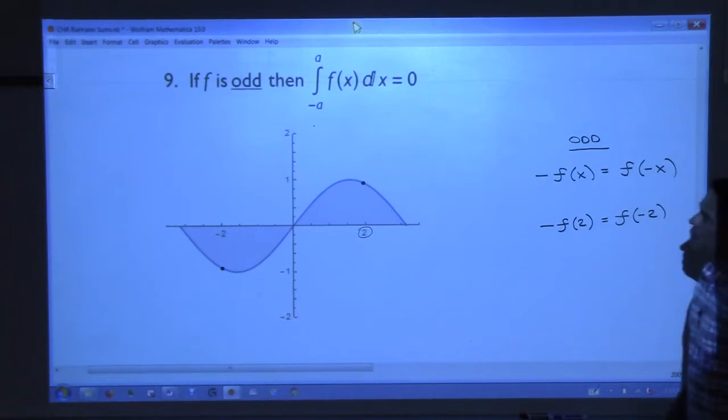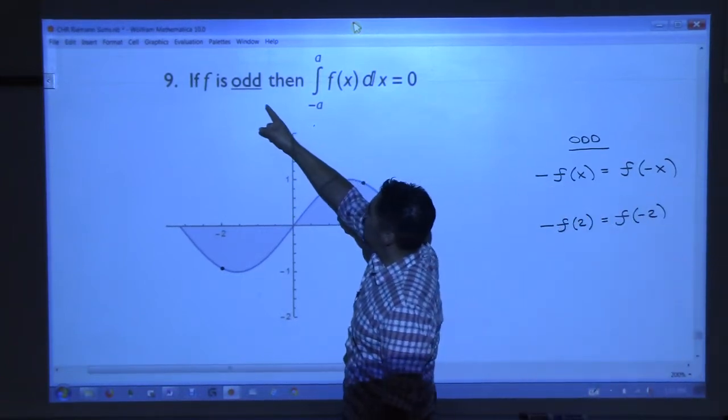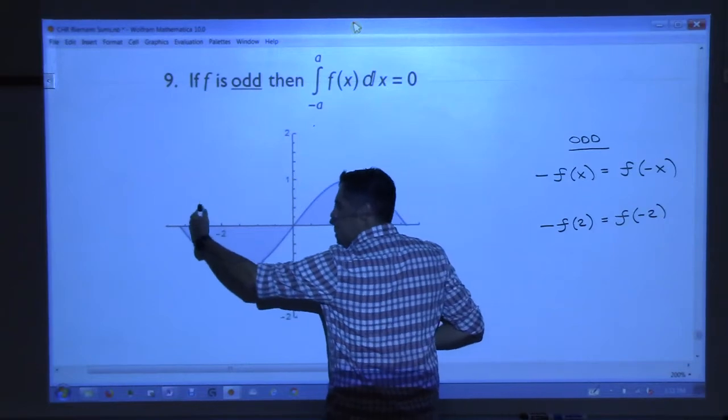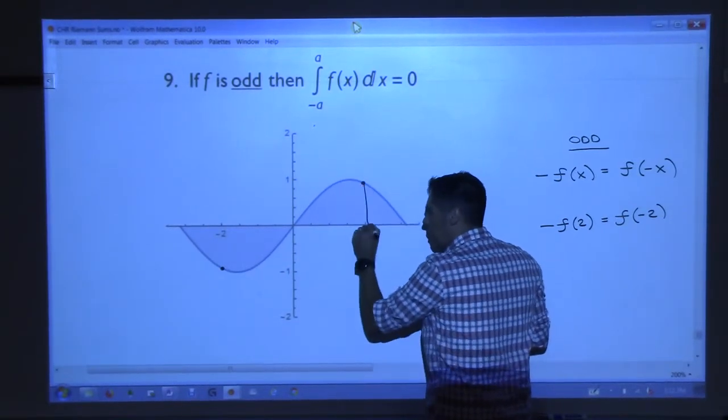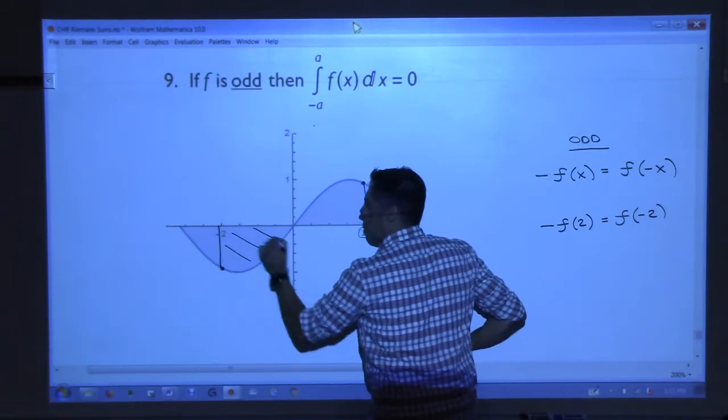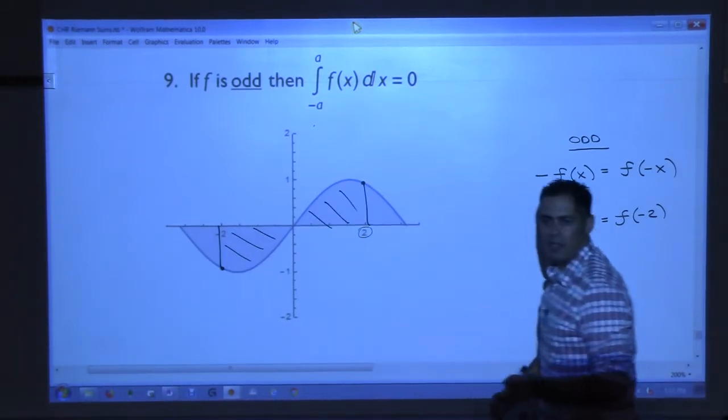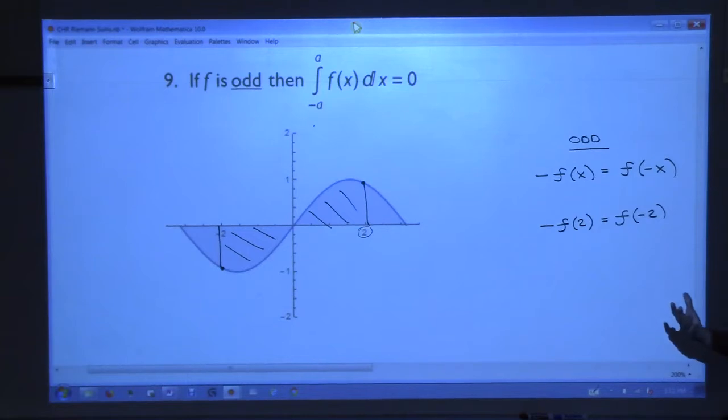Now, look at the property. If f is odd, and you want to integrate, find the area from negative a to positive a. So that means if I took this area and this area and add them up, what should I get? 0, right? That should always happen.